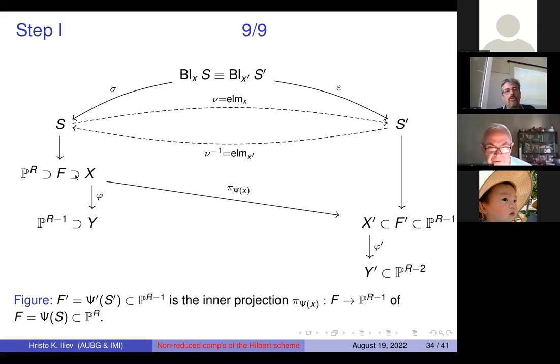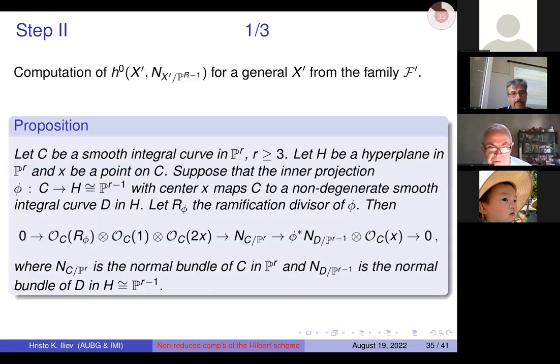And of course, this cone F can be seen as the image of the morphism psi, while this cone F prime can be seen as the image of the morphism psi prime of S prime. And of course, we have the relation with the elementary transformations between S and S prime. Okay, so this is how we can visualize the geometry that goes on here. So this is the construction of the family.